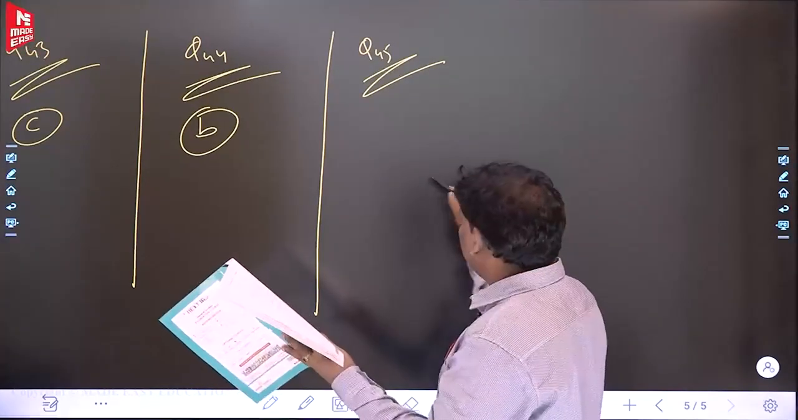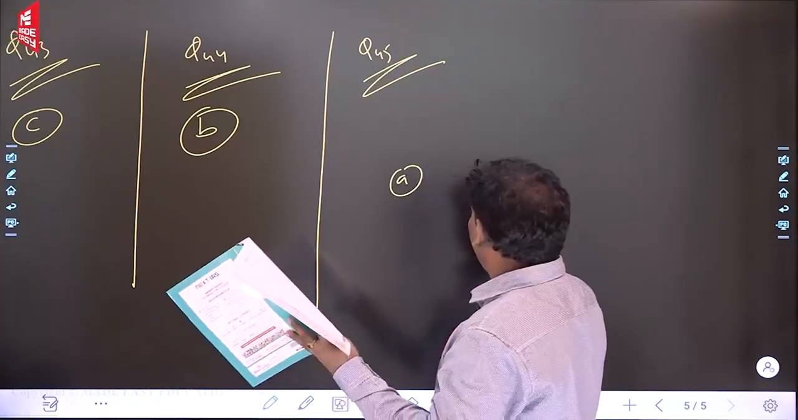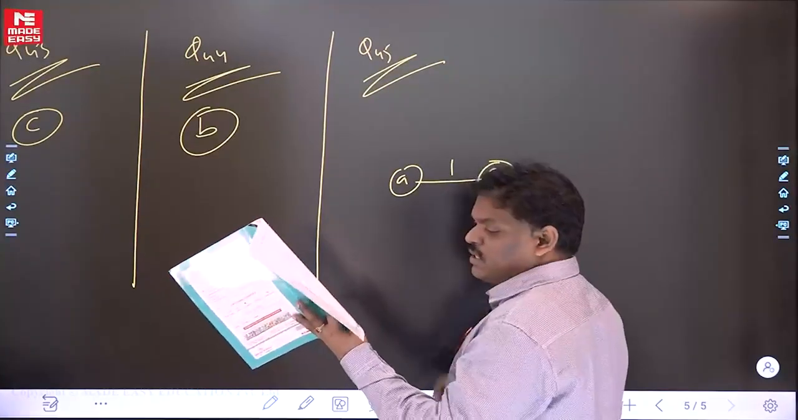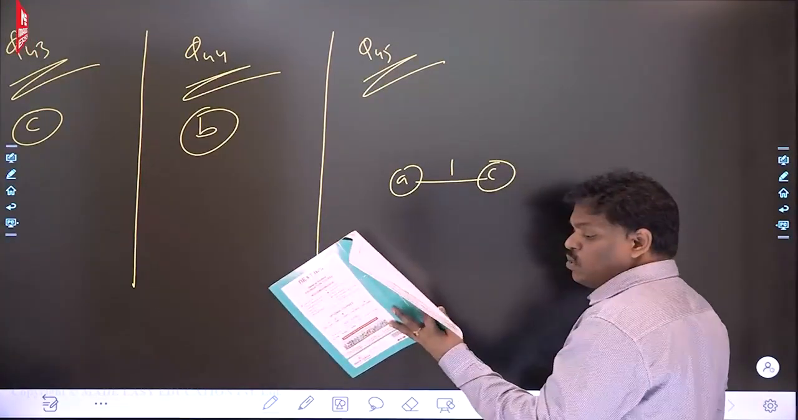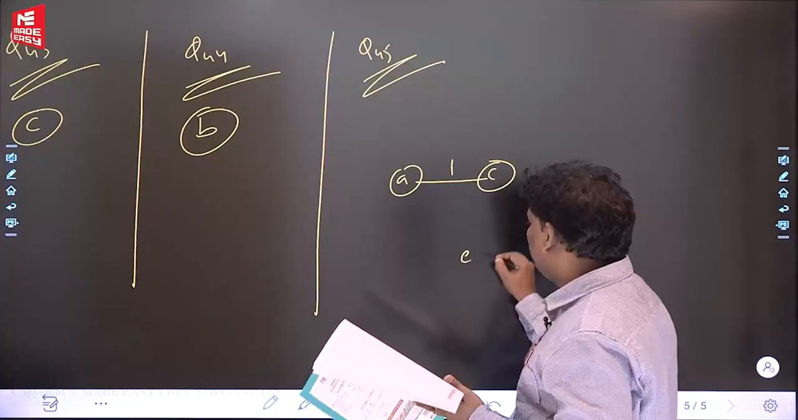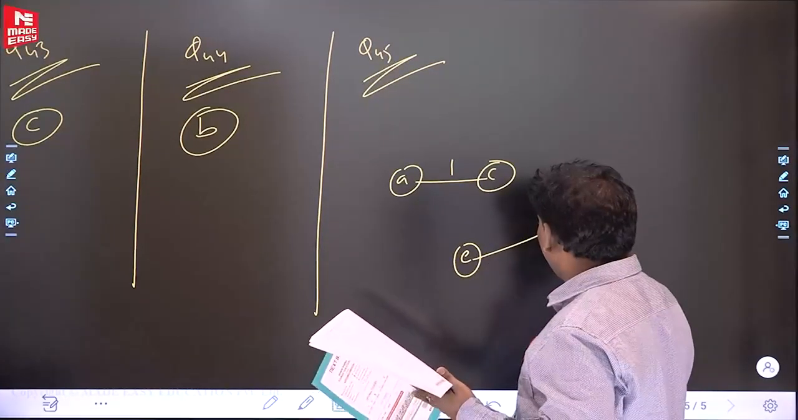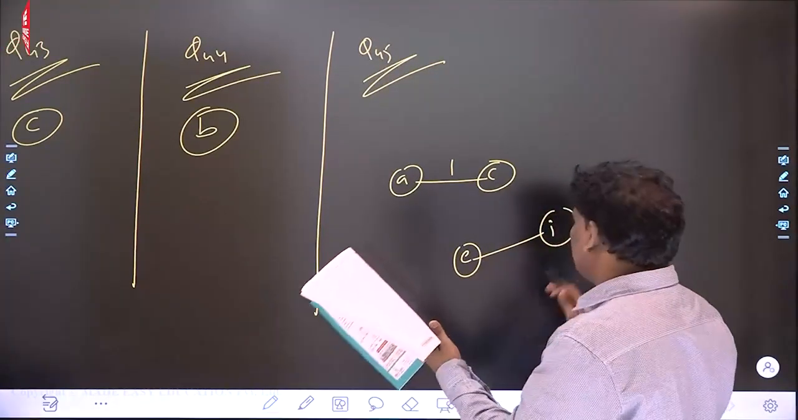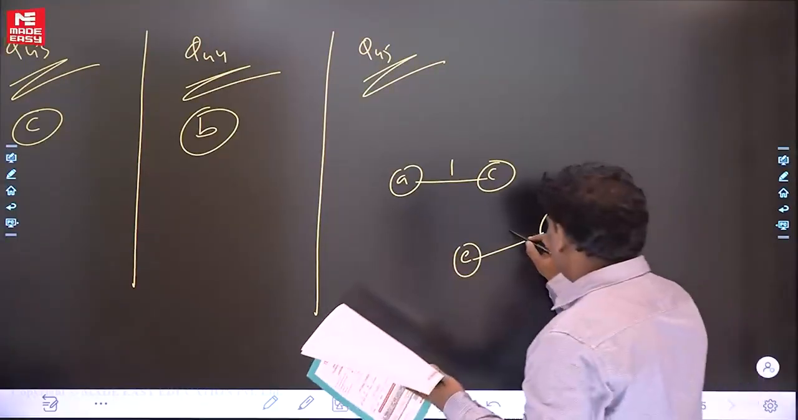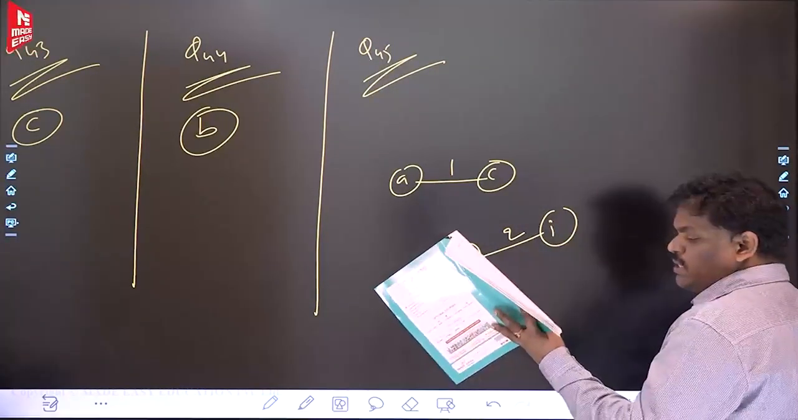First minimum, what is the answer? A to C. Next one, second minimum. 1 is over. Second minimum is 2. What is the one? E to I. It is an undirected graph, no directions also. E to I, how much? 2. First minimum is over, second minimum is over.